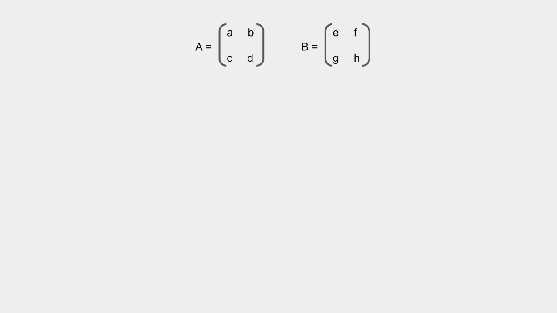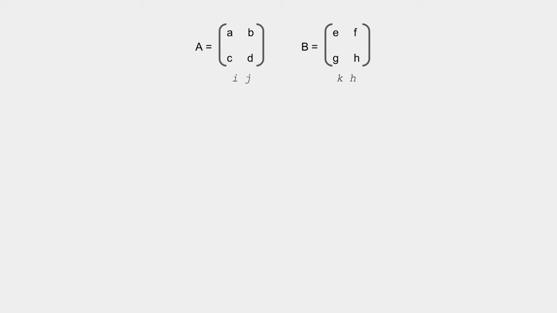Matrix multiplication using Python. We know the rules of matrix multiplication. That is, the number of columns of the first matrix should be equal to the number of rows of the second matrix. Now let us consider two 2 by 2 matrices. According to the rule, the number of columns of the first matrix should be equal to the number of rows of the second matrix.